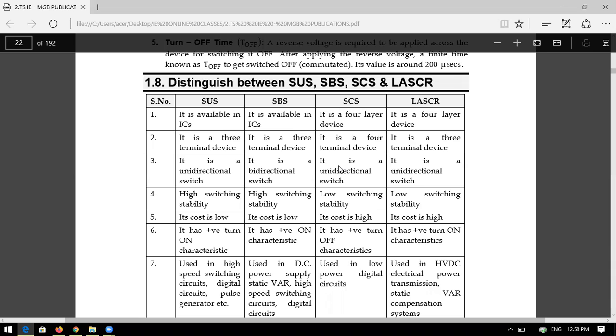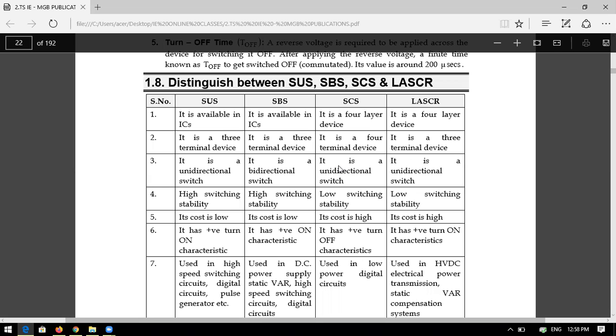If you see the symbols, you can easily identify them. What are the three terminals? Anode, cathode, gate. You can also have MT1, MT2. In the place of anode and cathode, you can also use MT1 and MT2. There is no problem. SBS, how many terminal device? It is also a 3 terminal device.